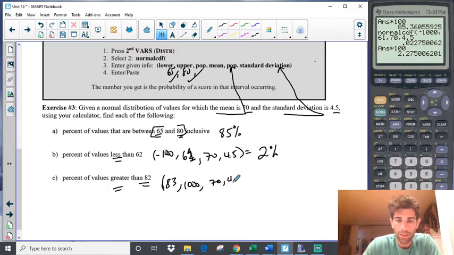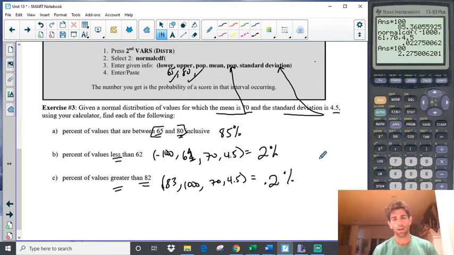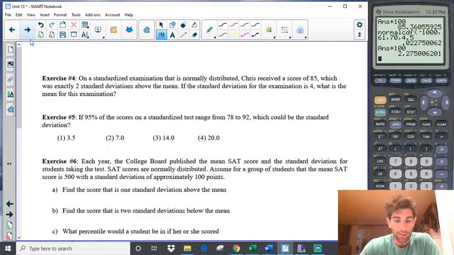Then I'm going to do 70. Then I'm going to do 4.5. I'm going to put it in as my normal CDF, multiply it by 100, and it's going to be an even smaller number because it's going to be like 0.19, blah, blah, blah. Multiply that by 100, and I'm going to get 0.2%. So that's an even smaller amount of people that got greater than an 82 on this test here. All right, let's just keep practicing this.